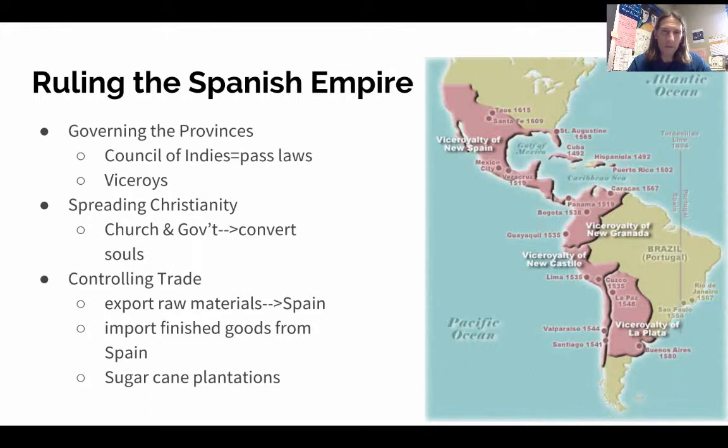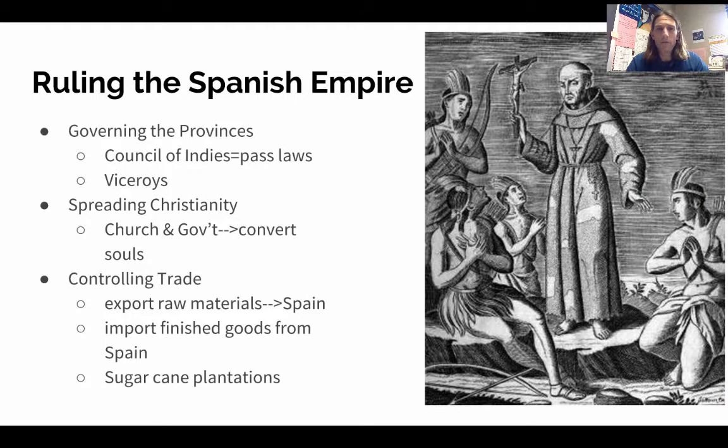So what the Spanish government decides to do is they set up the Council of Indies, which allows them to pass some laws, not all laws, but some laws enough to be able to run things. And then they also create viceroys, so think of them as governors. And they divide up this territory into 2 to 4 different viceroys, and they have a governor who's in charge of both.